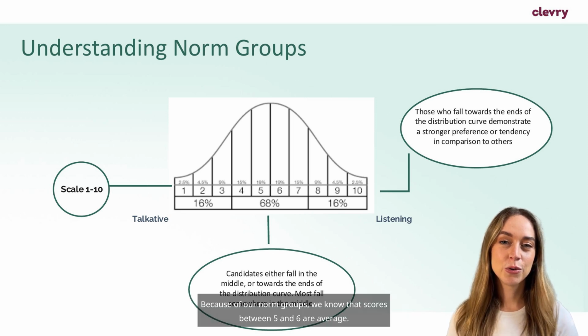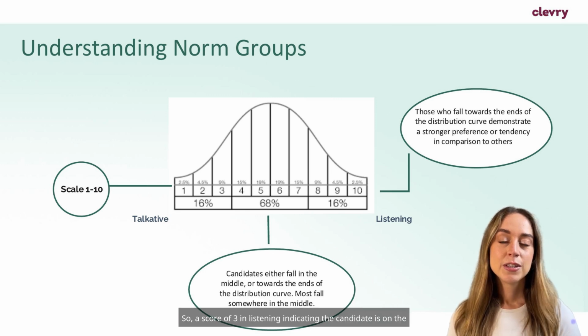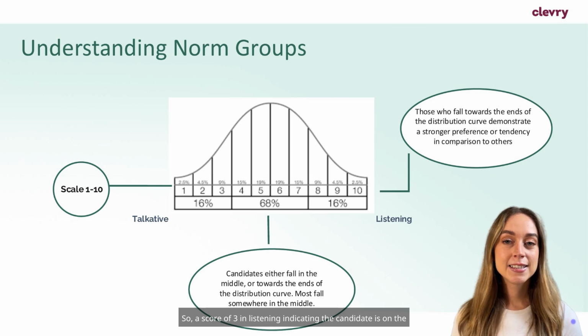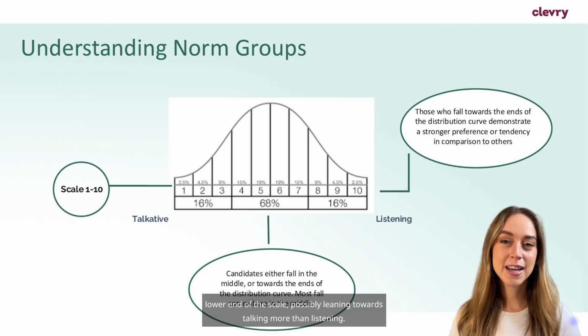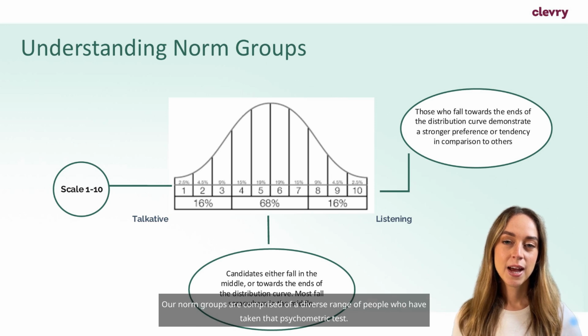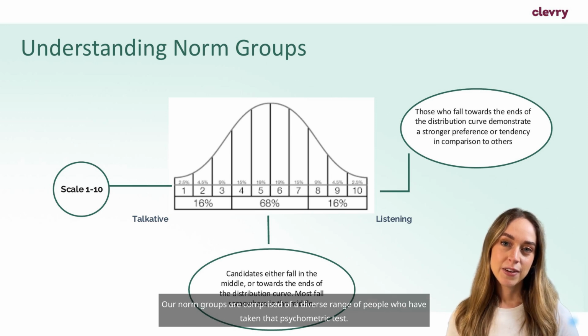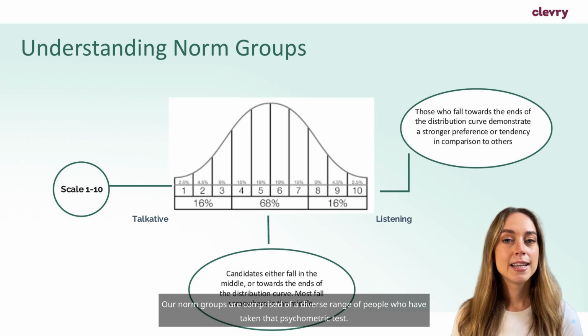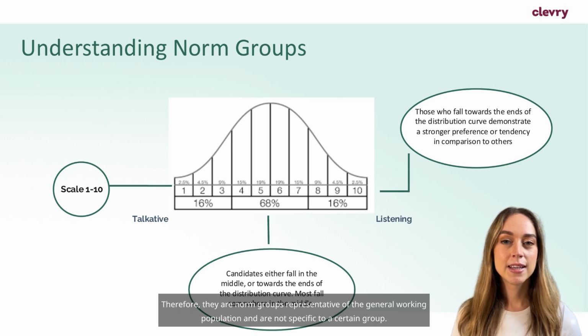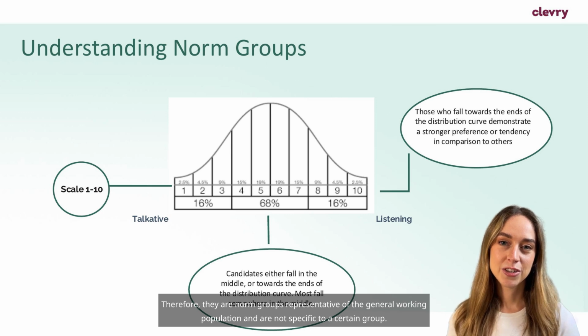Because of our norm groups, we know that scores between 5 and 6 are average, so a score of 3 in listening indicates the candidate is on the lower end of the scale, possibly leaning towards talking more than listening. Norm groups add essential context to these results. Our norm groups are comprised of a diverse range of people who have taken that psychometric test. Therefore, they are norm groups representative of the general working population and are not specific to a certain group.